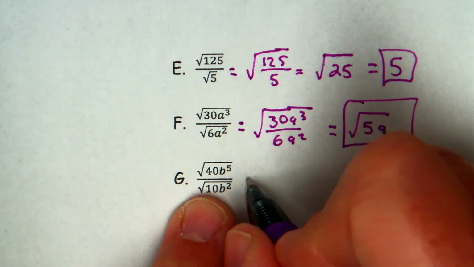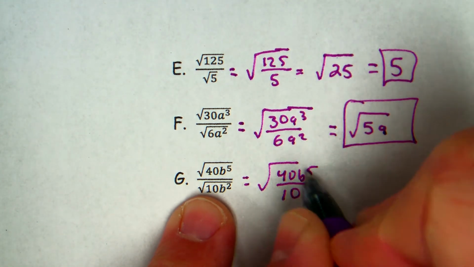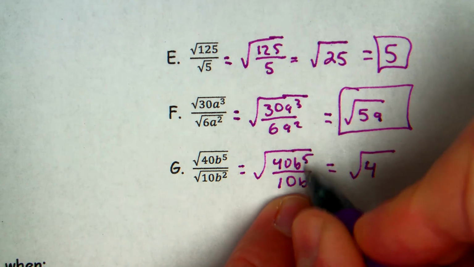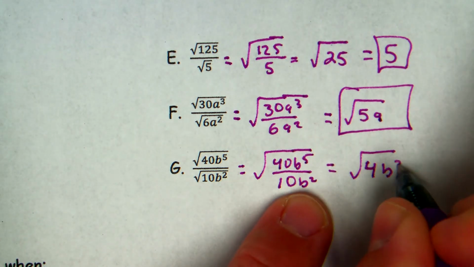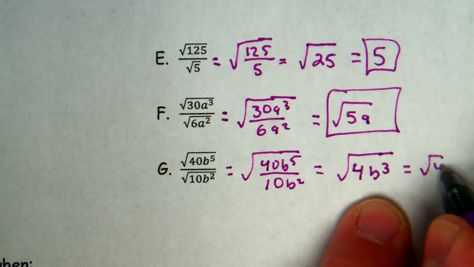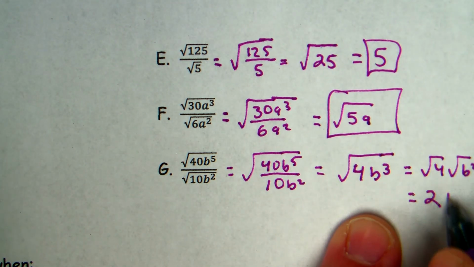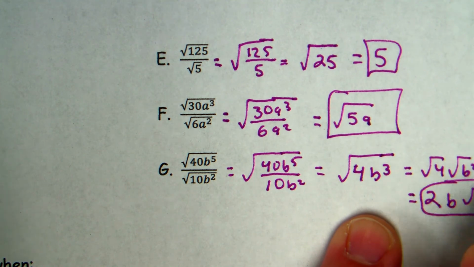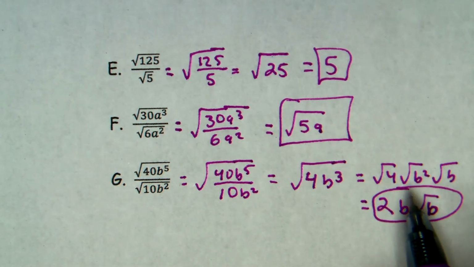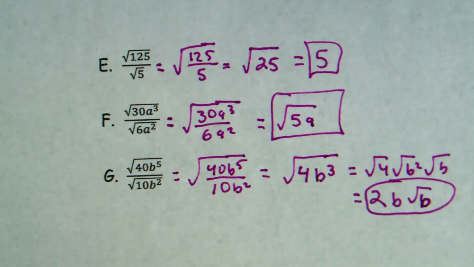Here again, I would probably pause the video. When you restart it, you'll notice that I kept going. If I put them together and simplify, 40 over 10 is 4. B to the fifth over b squared is b to the third. From there, I can square root the pieces. This is the square root of 4, the square root of b squared, and the square root of b, which makes 2b radical b. Notice I did do that last part fairly quickly. That's because by the time you reach this video, I'm operating under the assumption you already know how to square root monomial expressions.